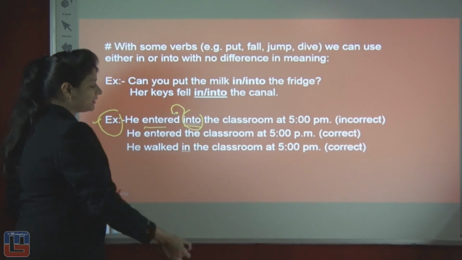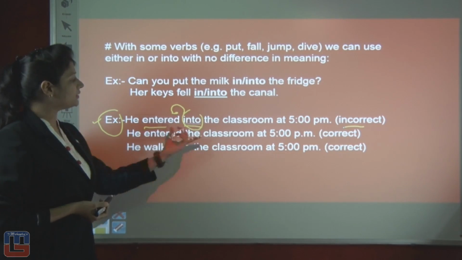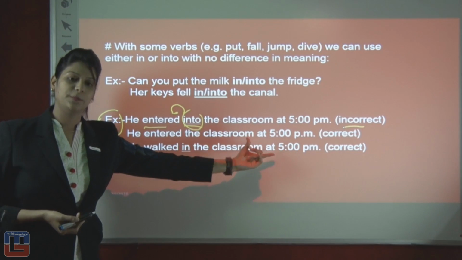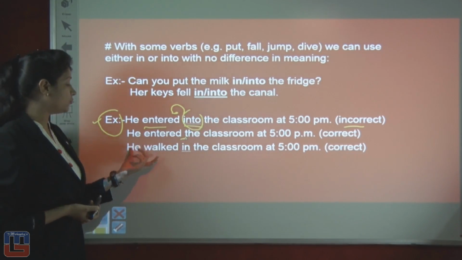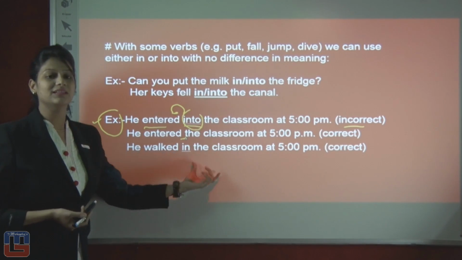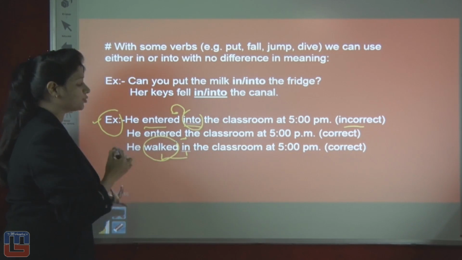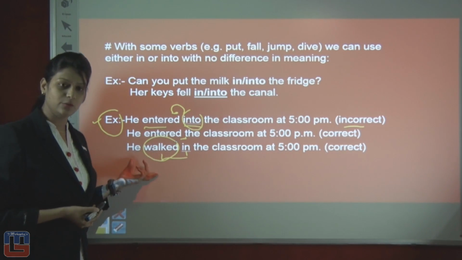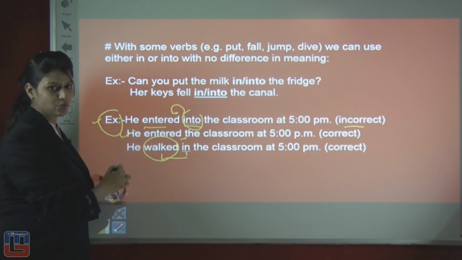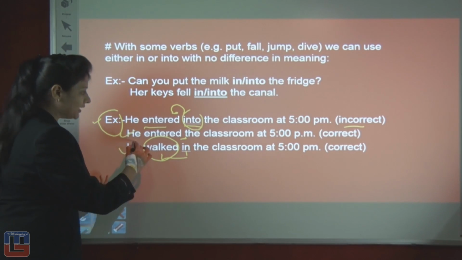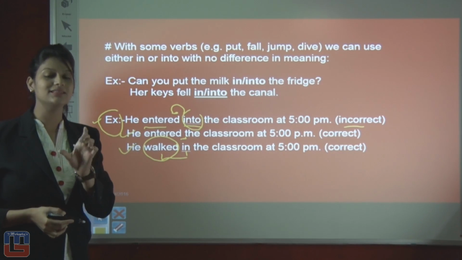As you can see, this sentence is marked incorrect, while the correct one says he entered the classroom at 5 p.m. No need to place in or into over here with entered. While if you use the word walked, he walked in the classroom, now the expression is correct because walk does not show any direction, neither inwards nor outwards. So either you can say he entered the classroom or you can say he walked in the classroom. But the use of entered into or entered in is completely wrong.